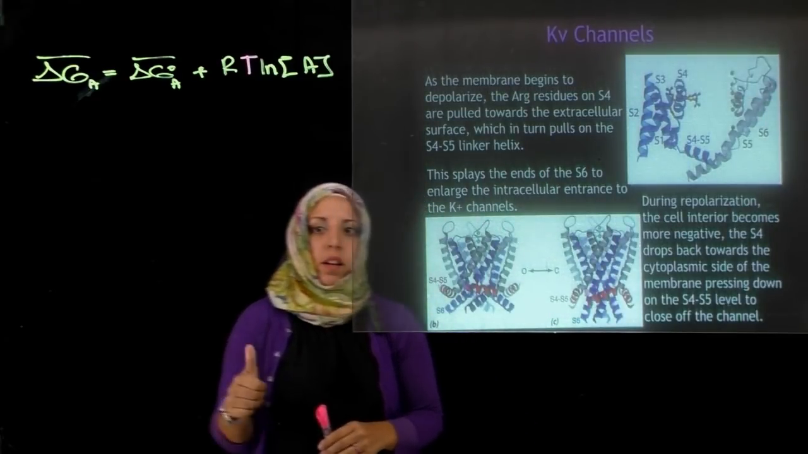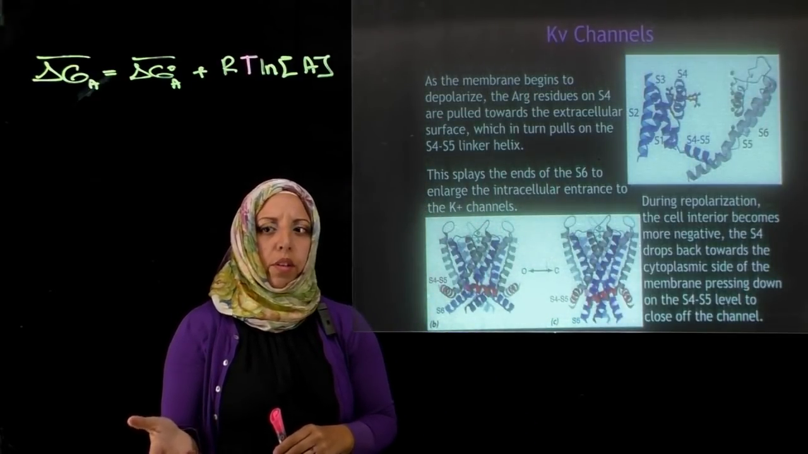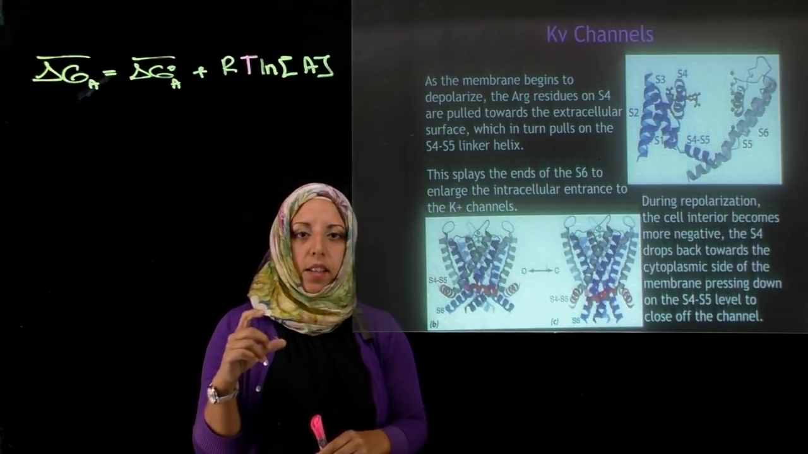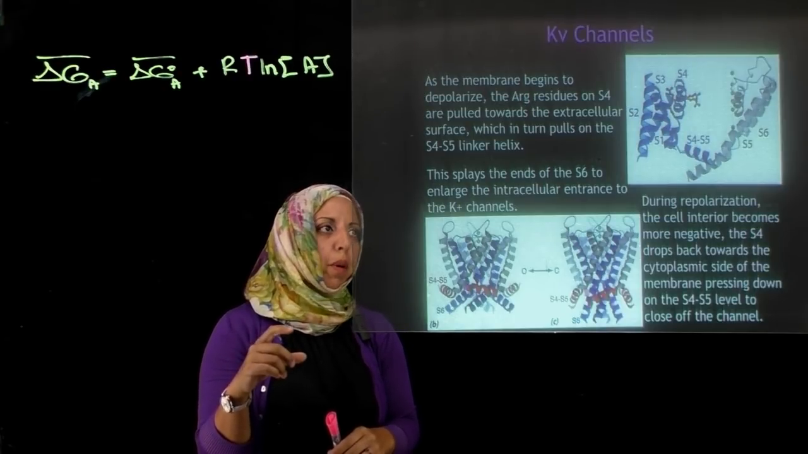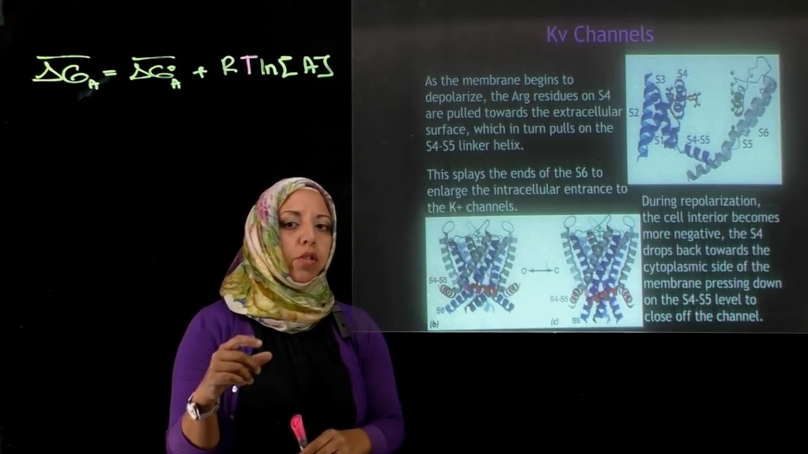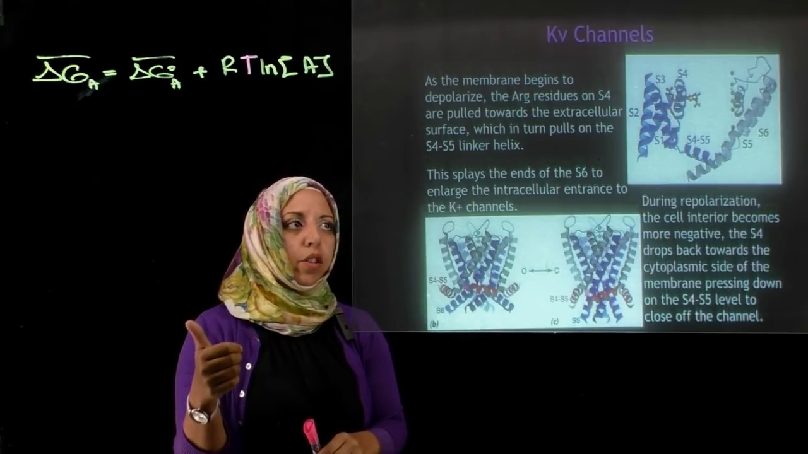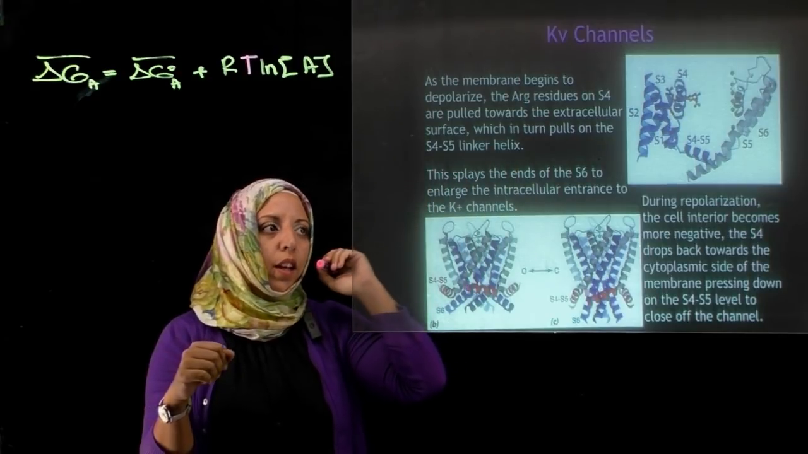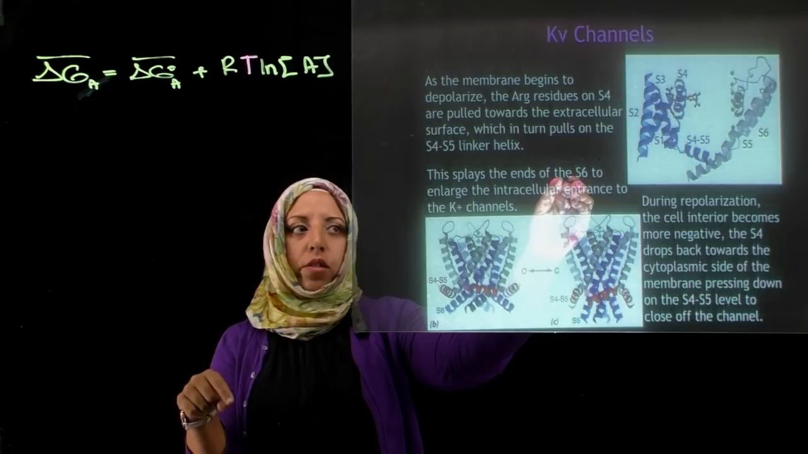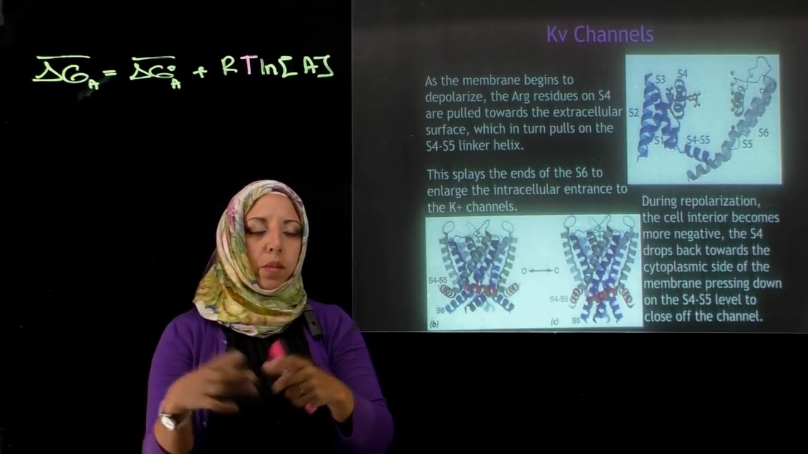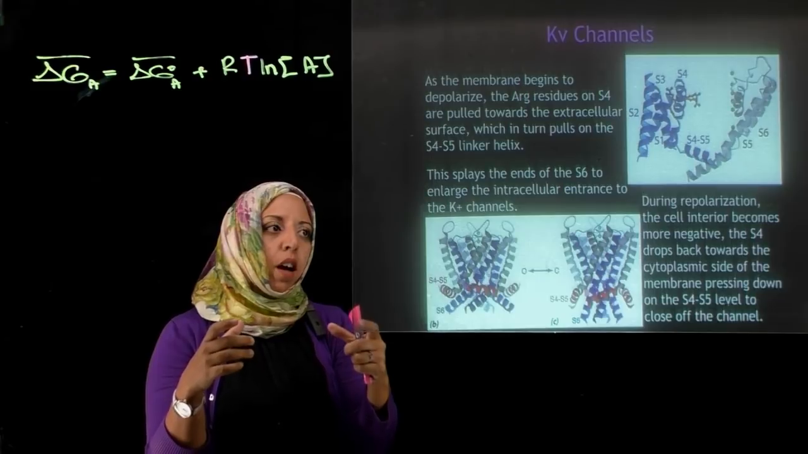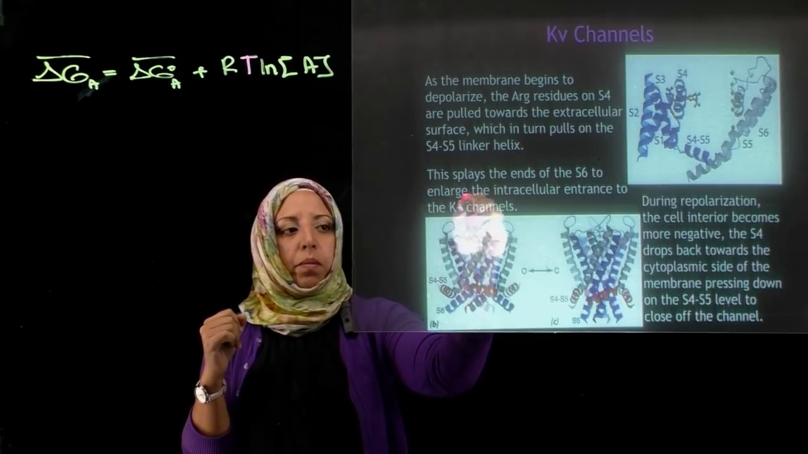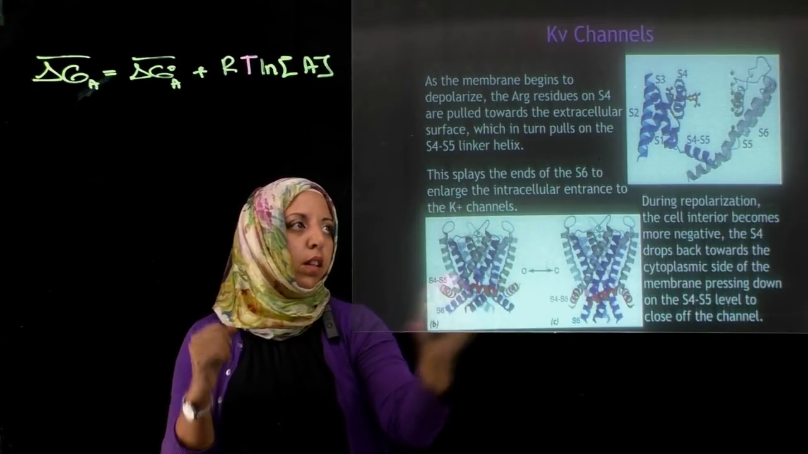Okay, so when the membrane begins to depolarize, meaning it's more positive towards the inside, that S4 helix, which acts as a voltage sensor and has the positively charged arginine residues, will end up being pulled towards the extracellular surface. And it will pull with it the S4-S5 linker helix, right? But the S5 is also connected to the S6, which will splay it, and it will enlarge that inner cavity or channel to allow potassium to pass through the channel, right?